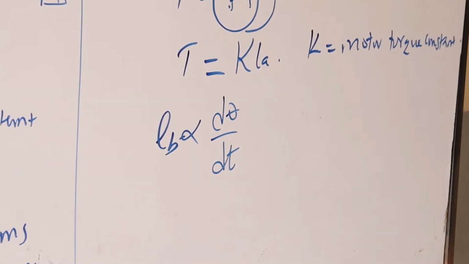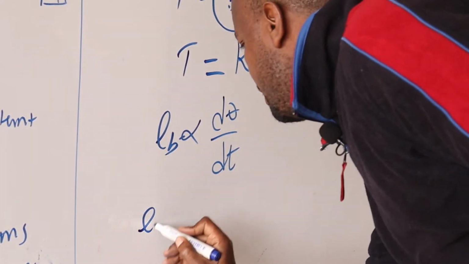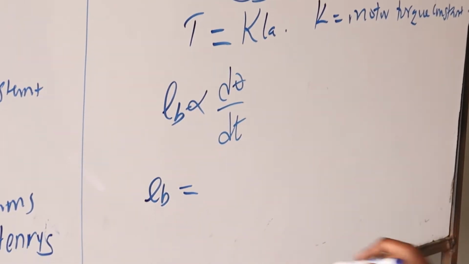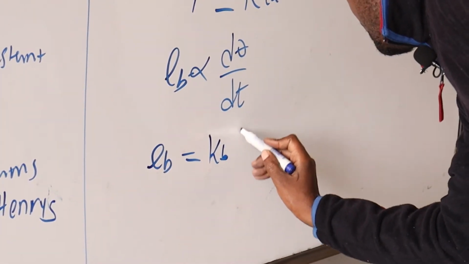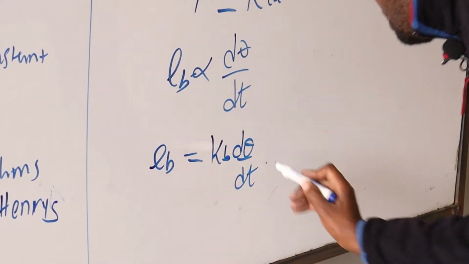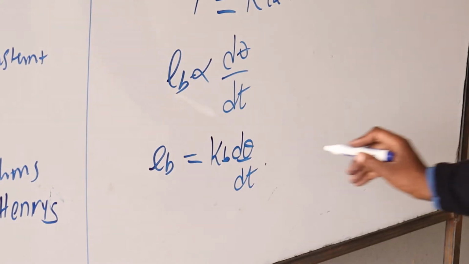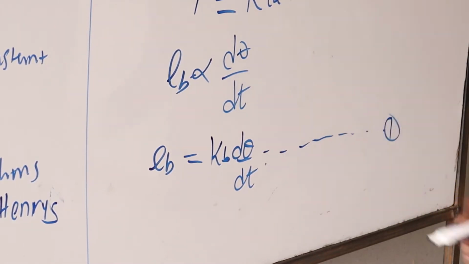To remove that proportional sign, we introduce a constant of proportionality KB, so EB = KB d theta over dt. We can call this equation number 1, where KB is a constant.